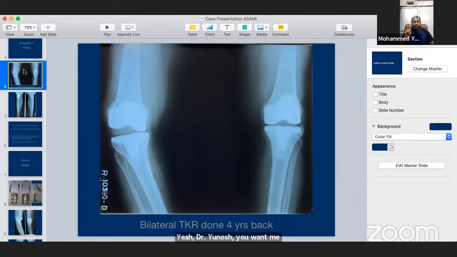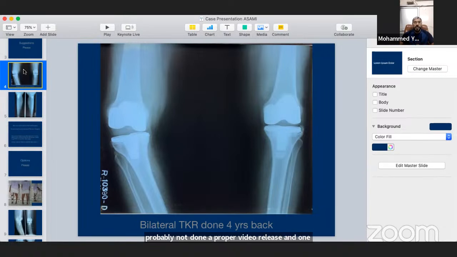Dr. Yunus, you want to say something? I wanted to say, first, Dr. Shibu, it was a wonderfully done case. And we'll be able to comment about what went wrong in the previous surgery only by looking at the preoperative x-rays. I do not agree that the lateral collateral structures got injured during the surgery. It might be only chronically elongated because of the pre-existing varus.